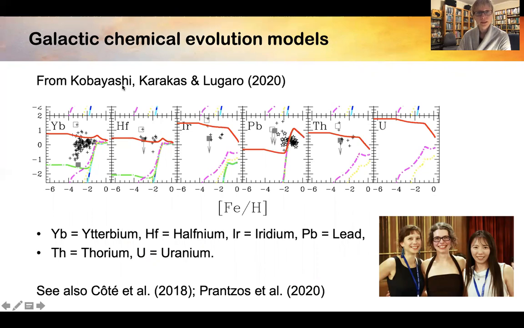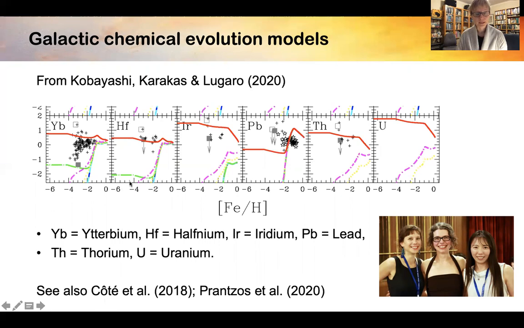So this is something that I did with Maria Lugaro and Chiaki Kobayashi, and we published this last year, and we included everything. So we tried to get theoretical yields for all elements up to uranium. And so we include all the R process sources we could find and all the S process sources we could find at the time. People have since published more S process yields for massive stars, and this has been reflected in work by Nikos Prantzos. And Cote has also done this for heavy elements as well.